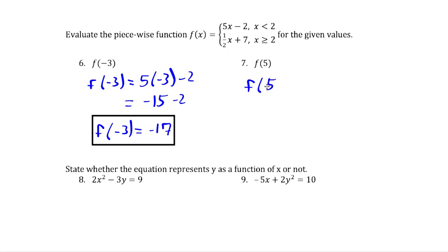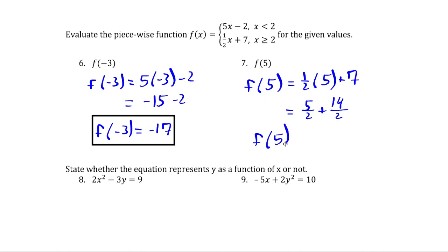Next up, f of 5. So f of 5 is equal to 1/2 of 5 plus 7. I use this second line because 5 is greater than 2. So I get 5/2. I need a common denominator. So 7 over 1 is 14 over 2. So I get that f of 5 is equal to 19/2, 19 over 2.